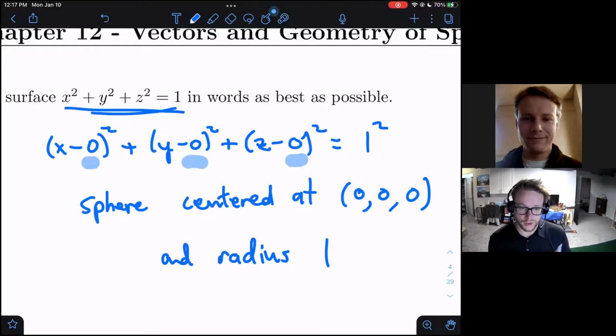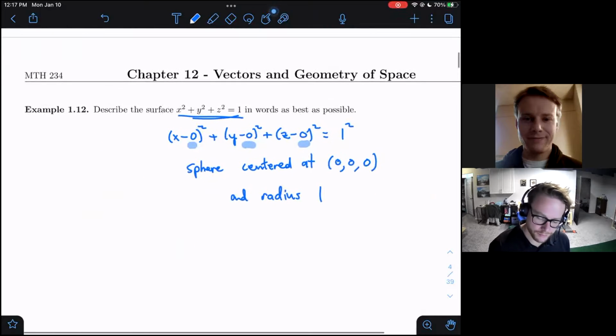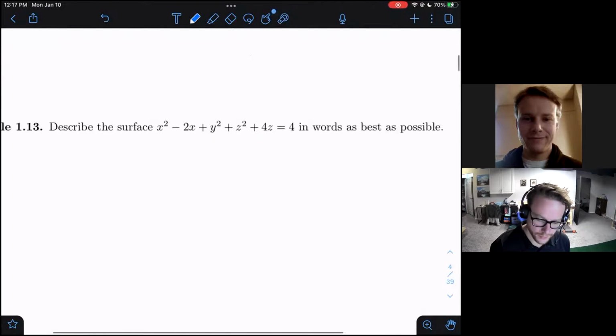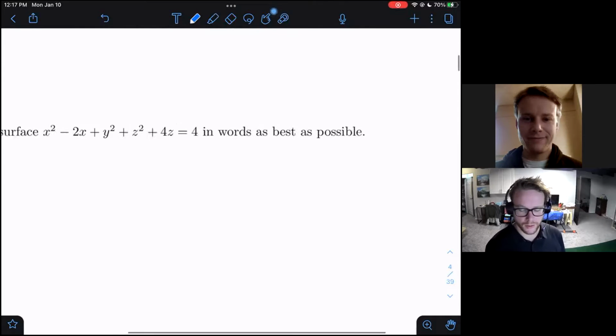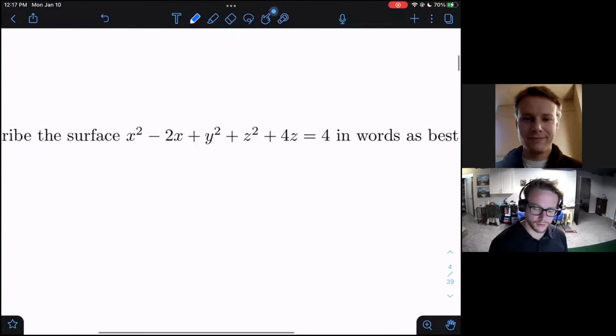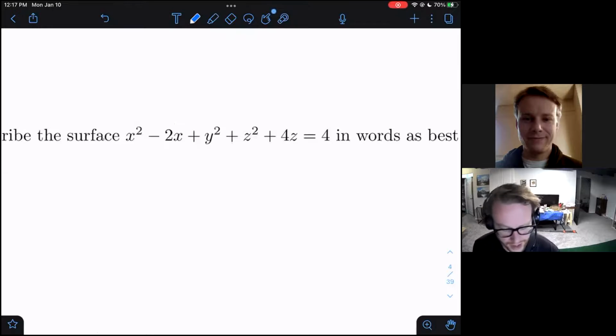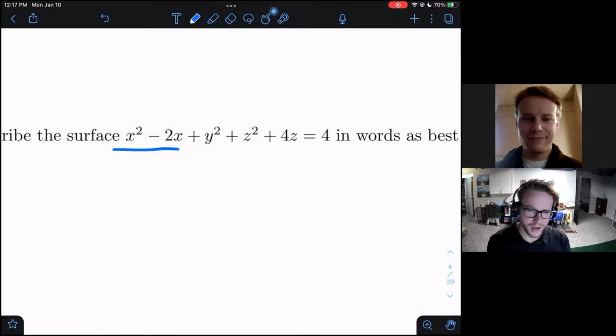All right. So this is the easy version. Good first problem to do on the matter. But the more complicated version looks like this right here. And you may remember this from your favorite algebra class. Describe this surface in words as best as possible. And notice that we have not just x squared, but we also have minus 2x. We have some z's here. It doesn't maybe look so straightforward. It's even hard to say just by looking at this that it's necessarily a sphere.